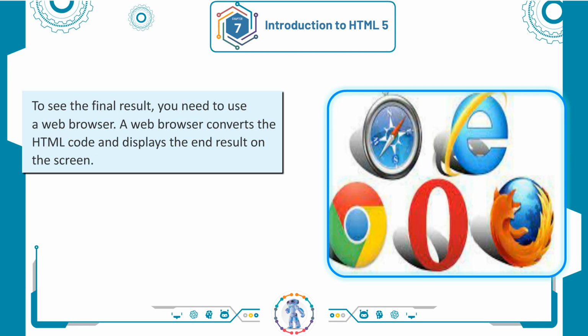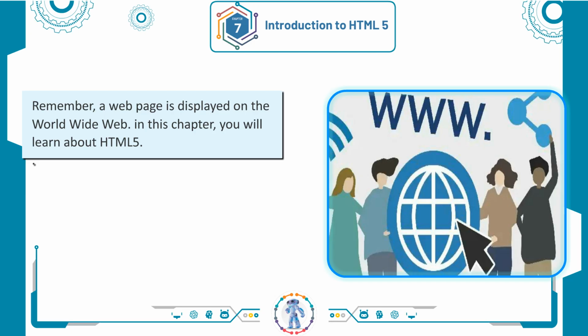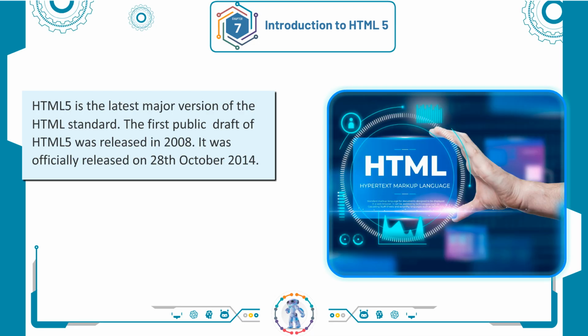To see the final result, you need to use a web browser. A web browser converts the HTML code and displays the end result on the screen. Remember, a web page is displayed on the World Wide Web. In this chapter, you will learn about HTML5. HTML5 is the latest major version of the HTML standard. The first public draft of HTML5 was released in 2008. It was officially released on the 28th of October 2014.